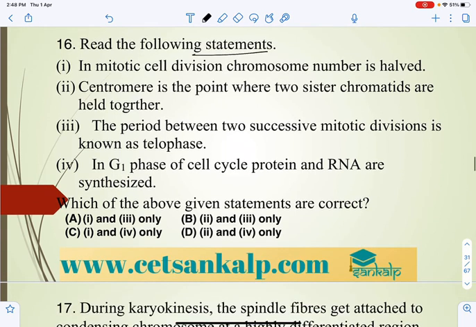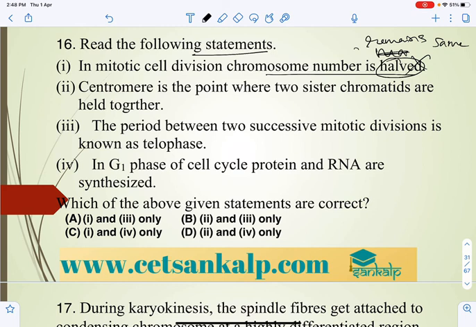Read the following statement. In mitotic cell division, chromosome number is halved. Right, so it is wrong. The chromosome number is not halved; it is maintained constant. The number remains the same.